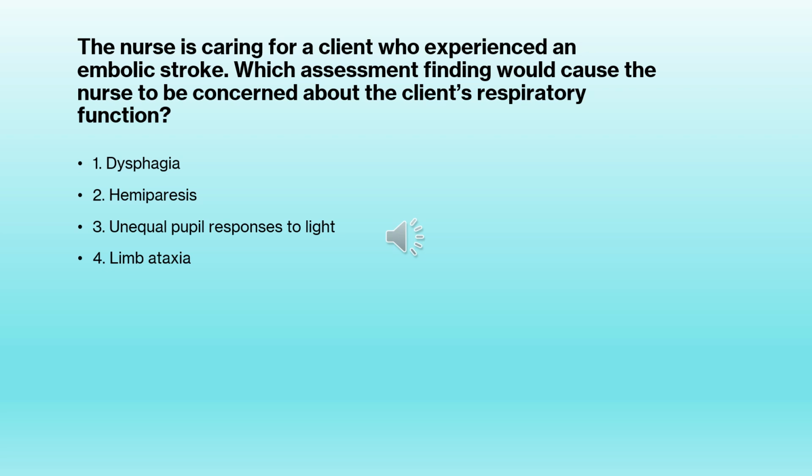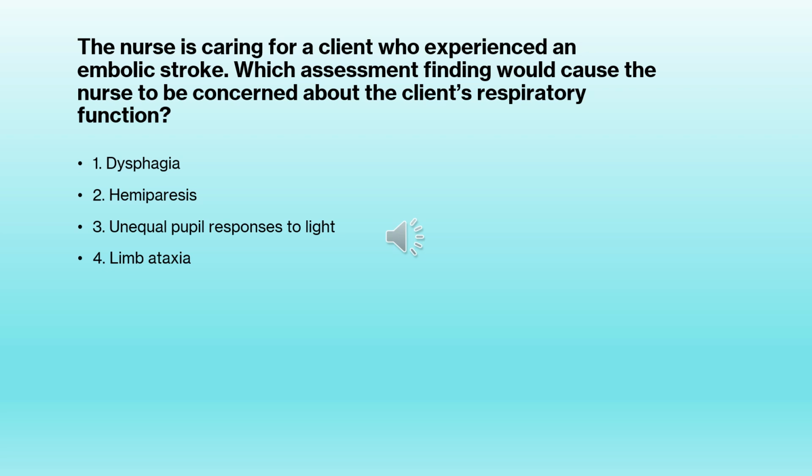Okay, so let's look at this week's question of the week. The nurse is caring for a client who experienced an embolic stroke. Which assessment finding would cause the nurse to be concerned about the client's respiratory status? So we're concerned about their respiratory status. Our options are dysphagia, hemiparesis, unequal pupil response to light, and number 4, limb ataxia.